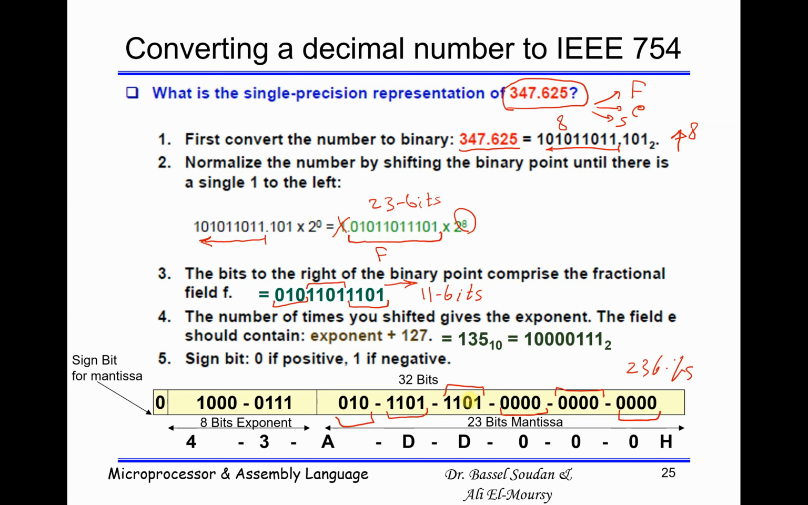Done with the fractional mantissa part, and then I have to go to the exponent side. The exponent that is shown here, this is actually the unbiased exponent.